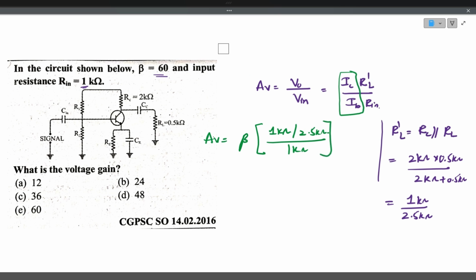The beta value is nothing but 60. Substituting 60 here, you will get the overall voltage gain as 24. So the answer is option B.